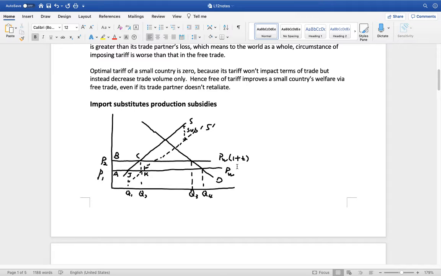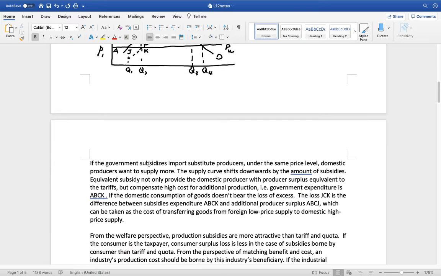So after the downward shifting of this supply curve, if the government subsidizes the import substitute producer under the same price level, the domestic producer wants to supply more, and the supply curve shifts downwards by the amount of subsidies.